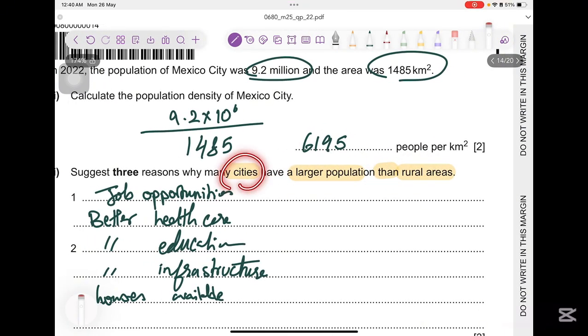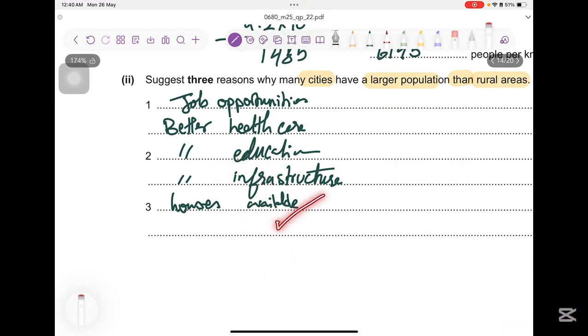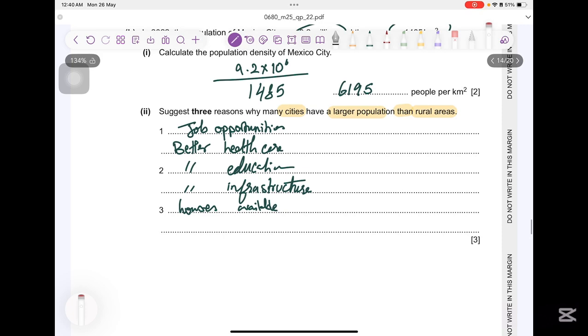Suggest 3 reasons why many cities have larger population than rural areas. The cities got better urbanization more than rural areas. Job opportunities, better services like healthcare, education, better infrastructure, more houses are available, better living standards, better everything.